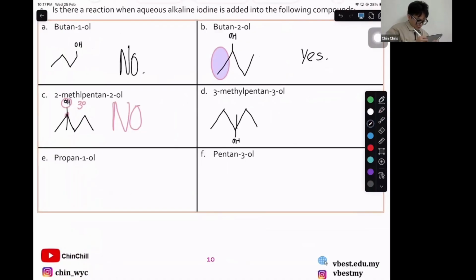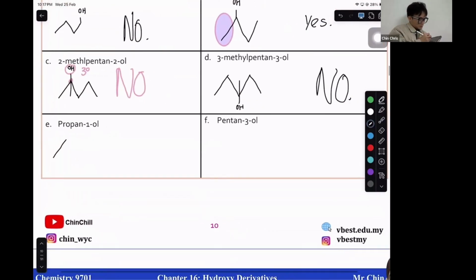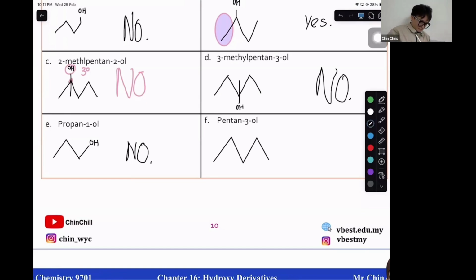Okay, nice. 3-methylpentan-3-ol. Cannot. Why? Tertiary also and no CH3, right? This is wrong in every way. Understand? Okay, next. Propan-1-ol. No, cannot, boss. No CH3 next to it also. Cannot. Pentan-3-ol. Cannot. Why you make me sound like a mama boy like that? No, cannot. Correct.